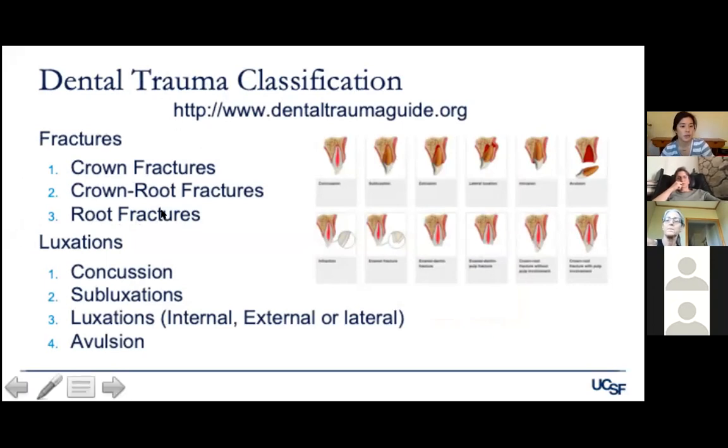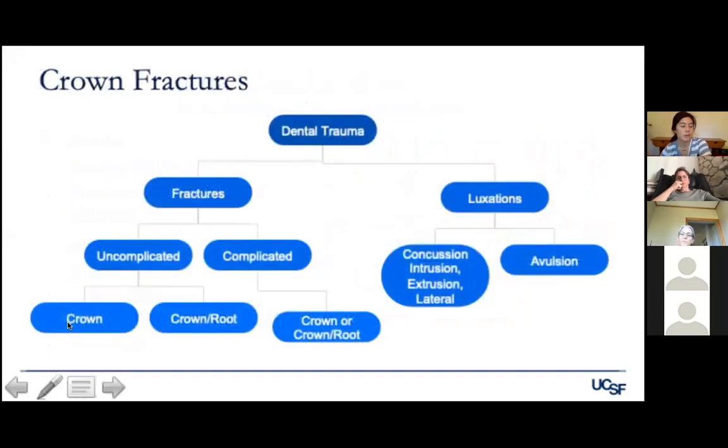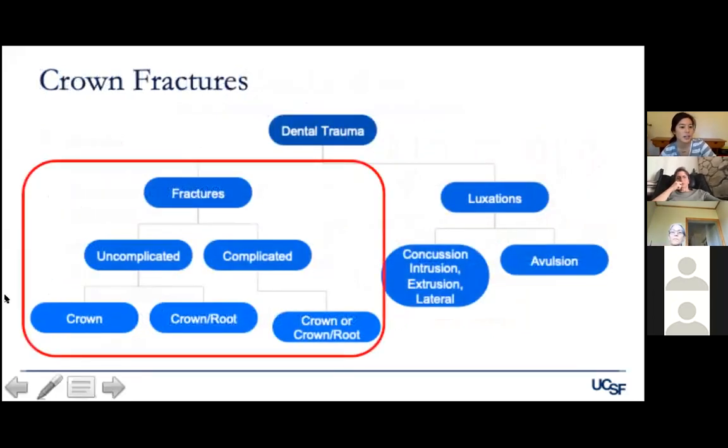Fractures have to do with the actual tooth, and luxations have to do with the position of that tooth during an accident. So crown fractures, we're going to look over here, and they can be uncomplicated or complicated. And each of these categories can fall into either crown, just affecting the crown of the tooth, the crown root, or just the root.